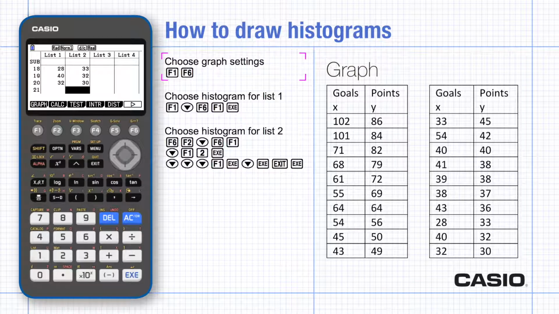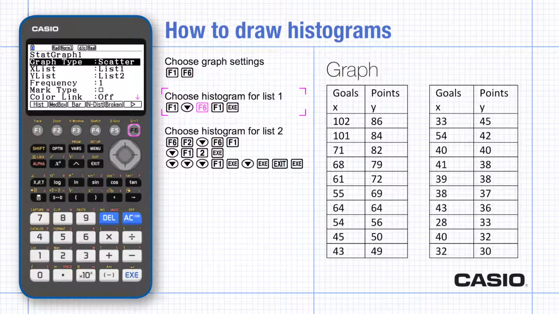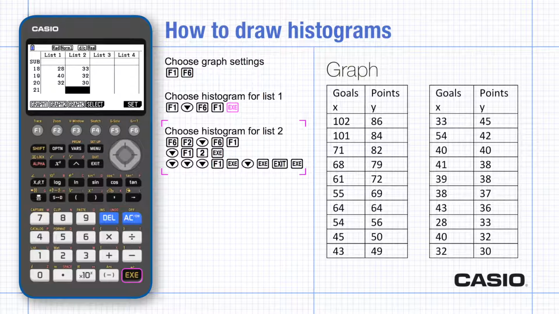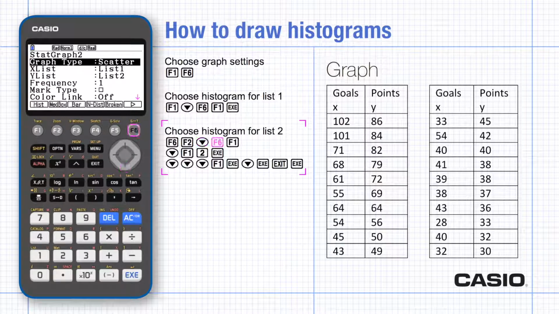To graph the data, choose Graph and go to Set to select the type of graph. Choose Graph 1, scroll down and choose Histogram from the second list of options, and list 1 is the default setting. Execute to save. Go back to Set for Graph 2, scroll down to choose Histogram and choose list 2.